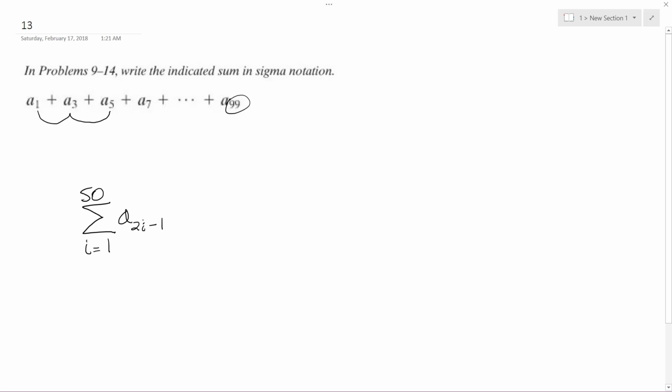And let me describe this. So the a sub describes this value right here. So 2 times 1 is 2, minus 1 is 1. And then 2 times 2, minus 1 is equal to 3, and so forth. And then you get to 100. So a sub 2 times 50 is 100, minus 1 equals 99. So that's how you get that.